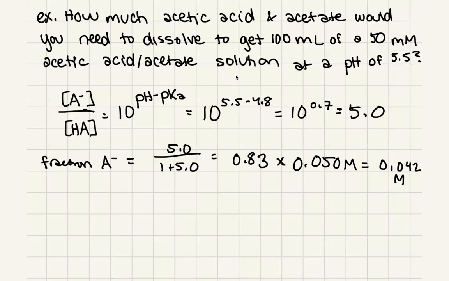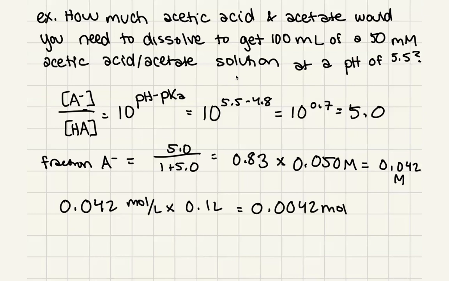And now we just need to know our moles. So we take that concentration, our 0.042 moles per liter, times our volume, 0.1 liter, which is going to give us 0.0042 moles, which we could also write as 4.2 millimole. So that's how much we're going to need of our acetate.